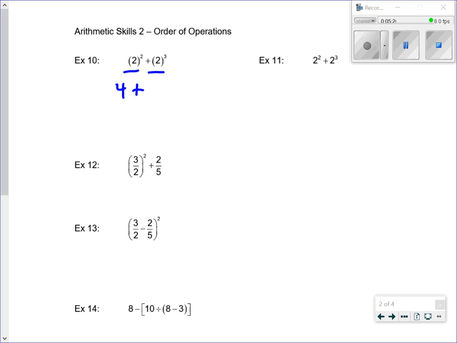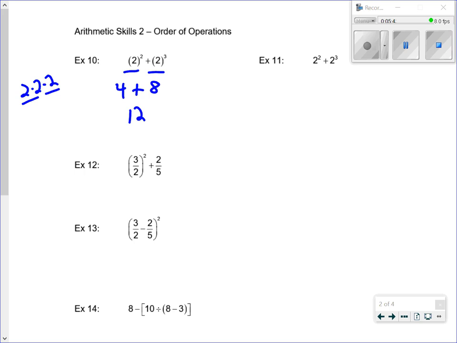And I'm going to do 2 cubed. Remember, that's 2 times 2 times 2. So 2 times 2 is 4, and 4 times 2 is 8. And after I do both of those exponents, I'm going to add 4 plus 8, which gives me 12.